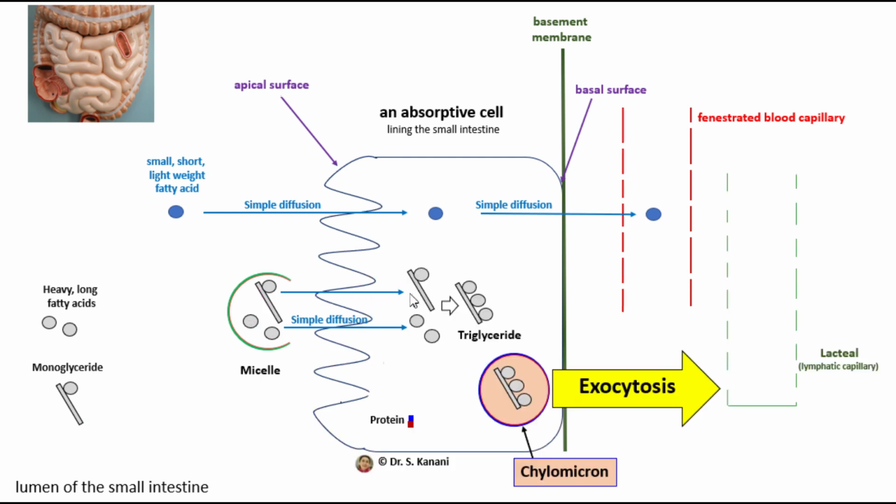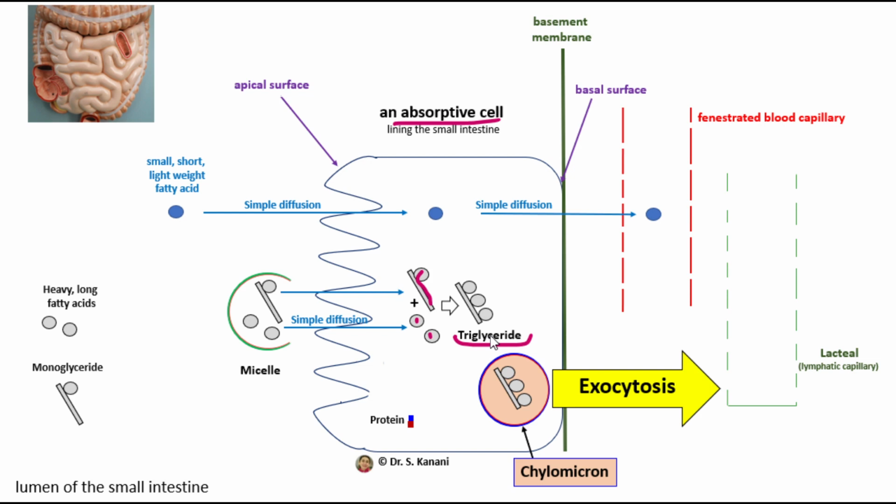Now, when we focus on what happens to these monoglycerides and long heavy chains of fatty acids, it is interesting that inside the absorptive cell, we have enzymes that allow fatty acids to bind to monoglyceride and form the large molecule of triglyceride. So triglyceride forms inside the absorptive cell, and then triglyceride molecules basically aggregate, they get together. That's the habit of hydrophobic molecules such as lipids, that they tend to aggregate and form larger globules.